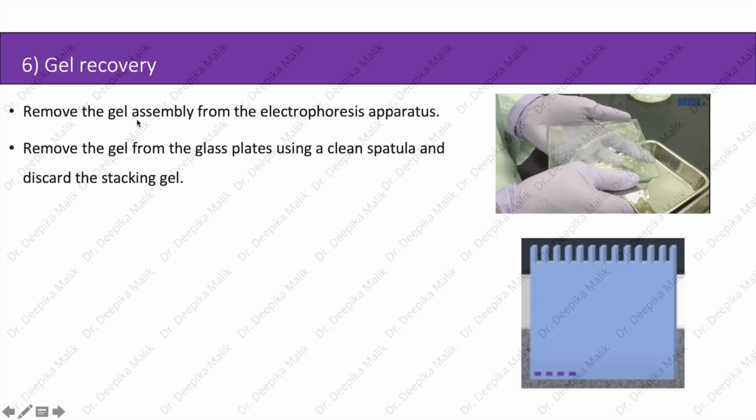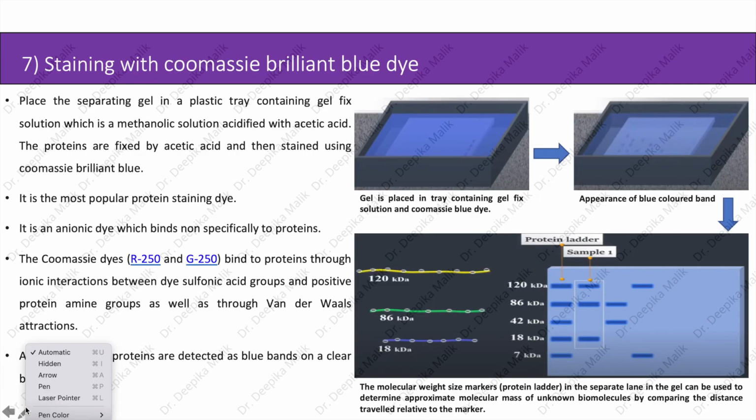After this, remove the gel assembly from the electrophoresis apparatus. Remove the gel from the glass plates using a clean spatula and discard the stacking gel. After this, place the separating gel in a plastic tray containing gel fix solution, which is a methanolic solution acidified with acetic acid. The proteins are fixed by acetic acid and then stained using Coomassie Brilliant Blue.